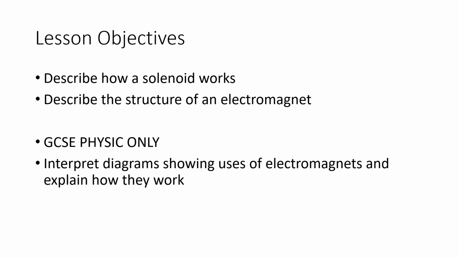In this lesson, we're going to look at what's called a solenoid and how it works, and we're going to look at the structure of an electromagnet. And we're also going to spend a little time looking at an interpretation of electromagnets. Please note that only applies for those people doing GCSE physics. If you are doing one of the other courses that's not GCSE physics, you do not have to cover that last section, and we'll identify it as we go through.